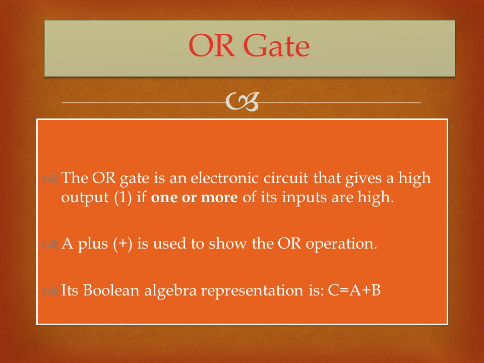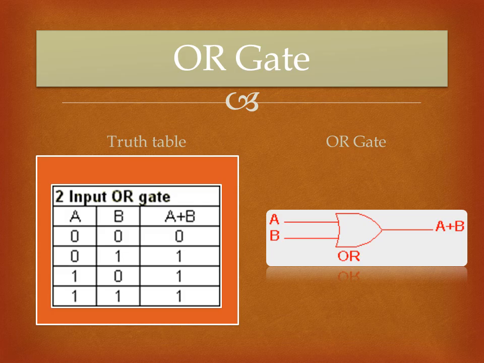Then the OR gate. The OR gate is an electronic circuit that gives a high output 1 if one or more of its inputs are high. A plus sign is used to show the OR operation. In Boolean algebra, it is represented as C equal to A plus B. This is the concept of the OR gate. The OR gate circuit shows the OR operation, with two inputs A, B giving A plus B. In the truth table: 0, 0 gives 0; 0, 1 gives 1; 1, 0 gives 1; 1, 1 gives 1. This is the logic of the OR gate.